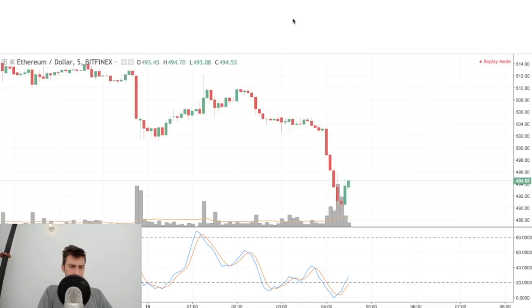Okay, so final example here with just a shorter time frame with stochastics. So what would we want to do here? I'm going to give you guys 5 seconds for this one.